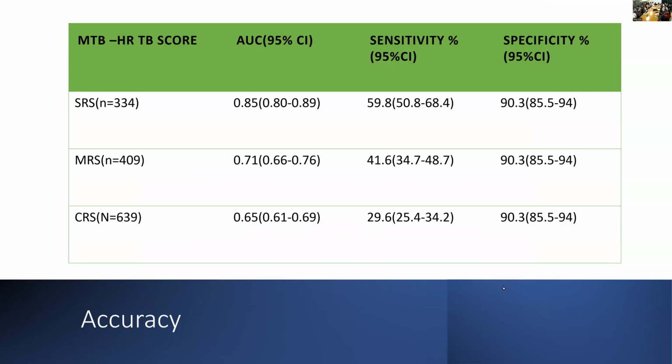So they have not given a table, I've just made a table from the results. When you compare the score with the strict reference standard, we get a sensitivity of 59.8% and a specificity of 90.3%. And the area under the curve is only 0.85. But when you're using the microbiological reference standard, that is Ultra or culture positive, the sensitivity has fallen down to 41.6%. And with the clinical reference standard, it's further fallen down to 29.6% sensitivity.